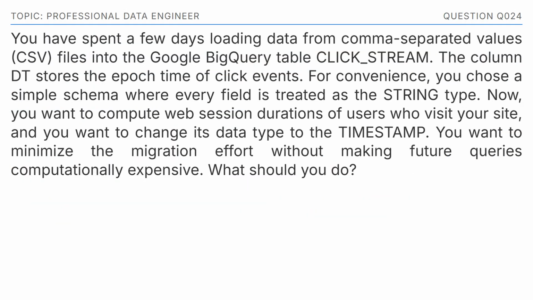You have spent a few days loading data from comma-separated values, CSV, files into the Google BigQuery table click_stream. The column DT stores the epoch time of click events. For convenience, you chose a simple schema where every field is treated as the string type. Now, you want to compute web session durations of users who visit your site, and you want to change its data type to the timestamp. You want to minimize the migration effort without making future queries computationally expensive. What should you do?